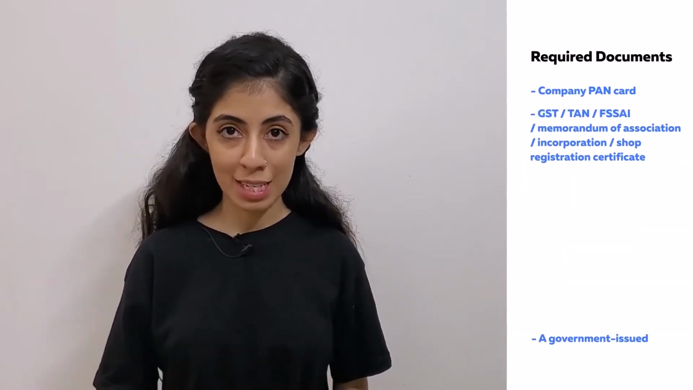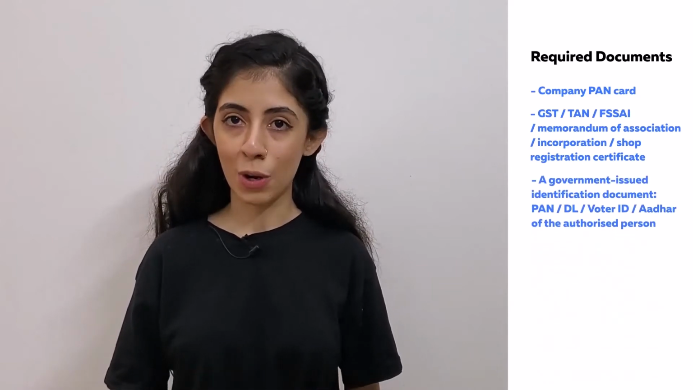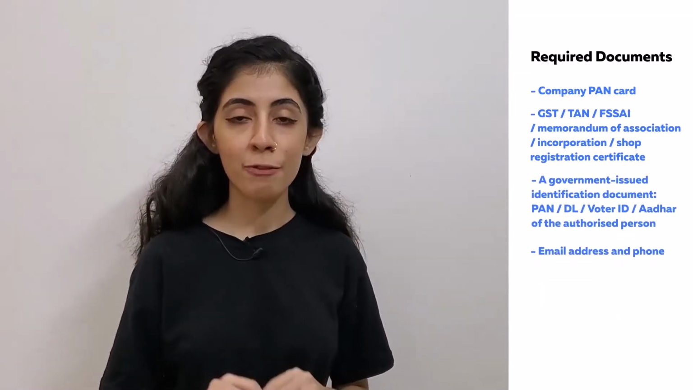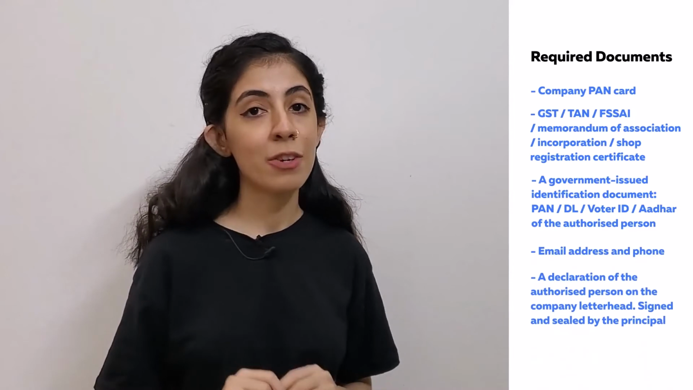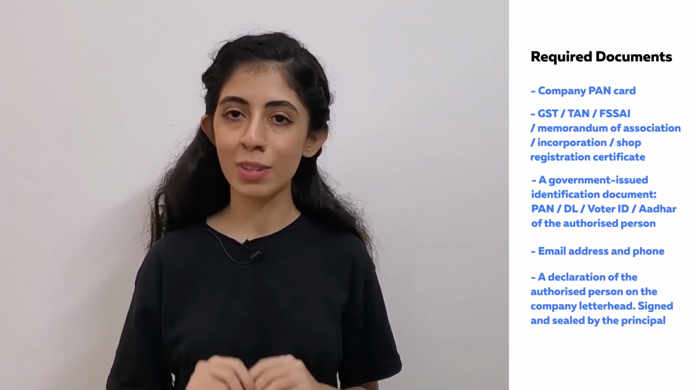Before we begin, you must have some documents ready with you. These documents include your company PAN card number, registration certificate, a government-issued ID document, email address and phone number, and a declaration from the authorized person on the company letterhead. Once you have all these documents ready, you can easily move to the first step.